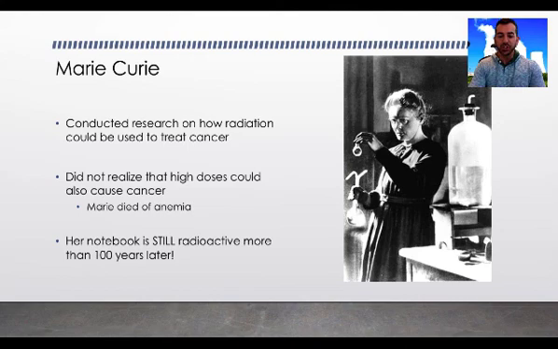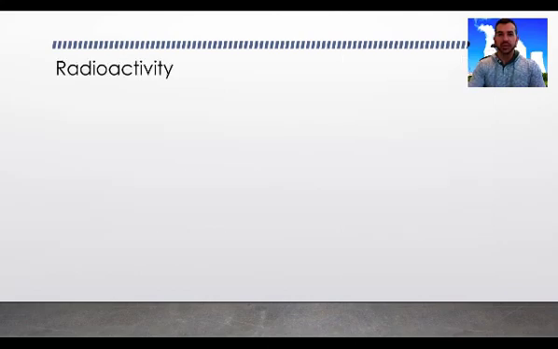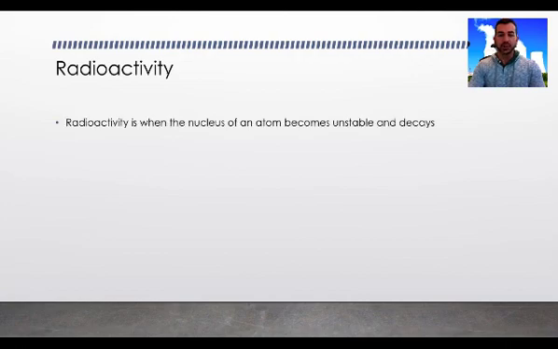In fact, her notebook is still radioactive more than 100 years later. If you go in with a Geiger counter that measures radiation and put it up to her office, her desk, the doorknob in her office, you still find high levels of radiation from the amount of work that she did with radioactive particles. So moving on now, let's actually talk about what radioactivity actually is. So radioactivity is when the nucleus of an atom becomes unstable and then it's going to decay, meaning it's going to break down.